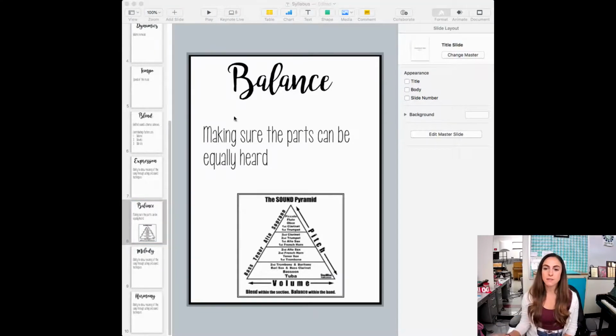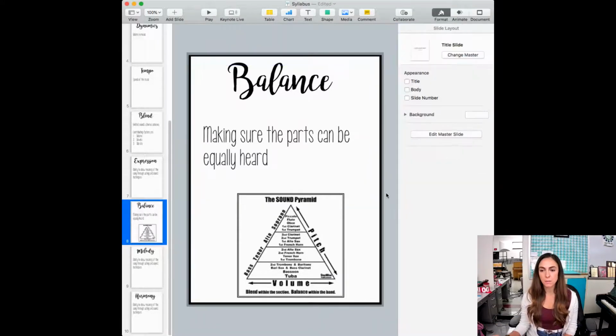Once you get to be an advanced musician, you'll learn about the sound pyramid, or the idea that the lowest sounds in an ensemble should be the loudest sounds. For example, tubas in the band should be the loudest sound, followed by trombones, followed by trumpets and saxophones. And the least loud sound in a band should be the flutes, because the flutes are the highest pitched and they tend to cut through and we hear them no matter how loud they are, even if they're quite soft.